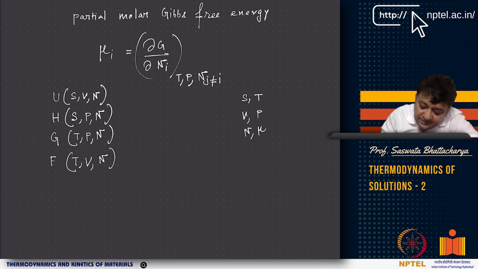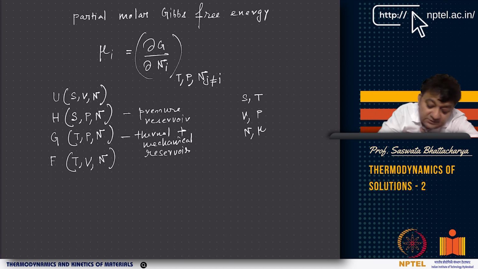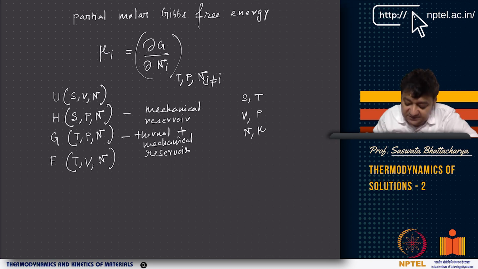One is the energy. Another is enthalpy. Enthalpy is when we have a pressure reservoir or mechanical reservoir, and here it is like a thermal plus mechanical reservoir. Let's call this also a mechanical reservoir. Mechanical means pressure, so it is acquiring the pressure of the reservoir. The reservoir is the surrounding.